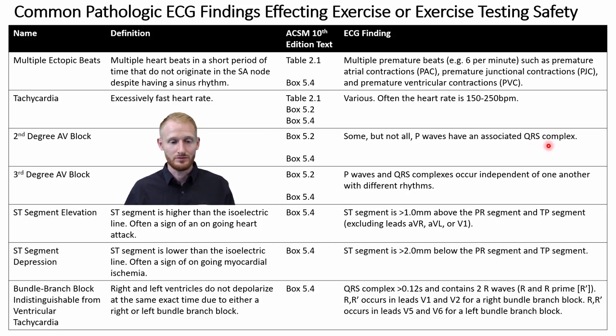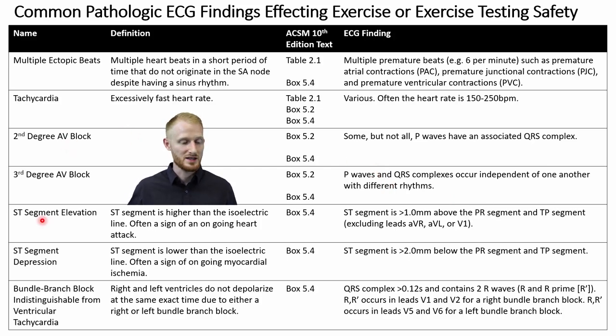Some do, some don't. A third degree AV block is a more severe blockage of the AV node. And in this situation, the P waves and the QRS complexes, which remember stand for atrial depolarization and ventricular depolarization, they're not associated with each other. They're doing their own thing. They each have their own rhythm that are not coordinated with each other at all. And that's a much bigger issue than a second degree block.